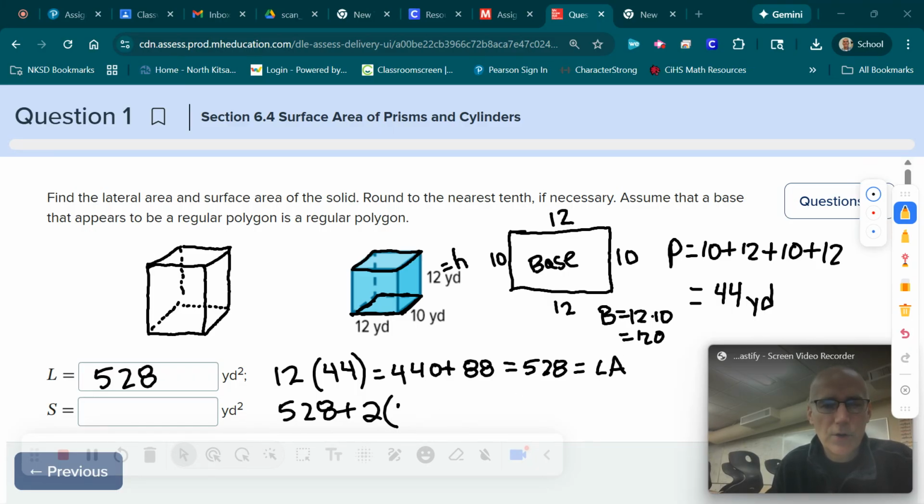So I got 2 of them, don't I? I got a top base and a bottom base. So we got 528 plus 240. Let's see, what does that come out to be? That's 768, I think. 768. See if you agree with me on that.